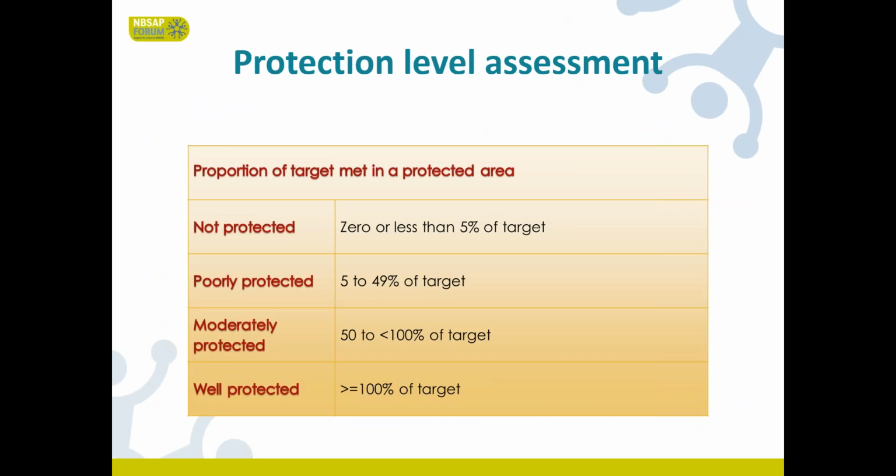Similar to the ecosystem threat status, we use a number of thresholds and criteria to make our assessment easier to understand. Again, there's nothing special about the categories that we're using on this map, but they're ones that work for us. And typically the ones we're using show a range from not protected, where we've got 0 or less than 5% of the targets met in protected areas, through to well protected, where the full target is met in protected areas.